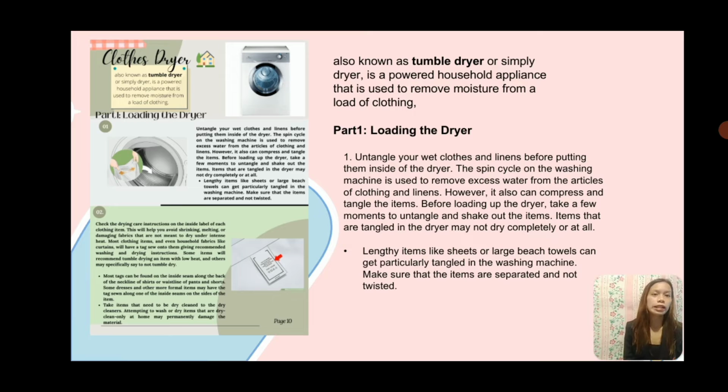Number 1 is untangle your wet clothes and linens before putting them inside the dryer. So, the spin cycle on the washing machine is used to remove excess water from the articles of clothing and the linen. However, it can also compress and tangle the items. So, before loading up the dryer, take a few moments to untangle and shake out the items.